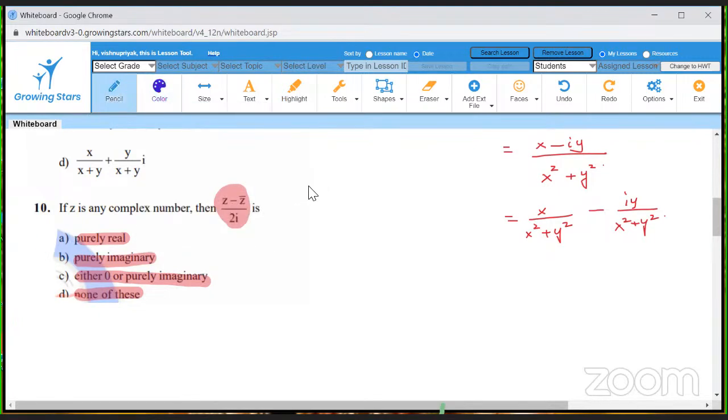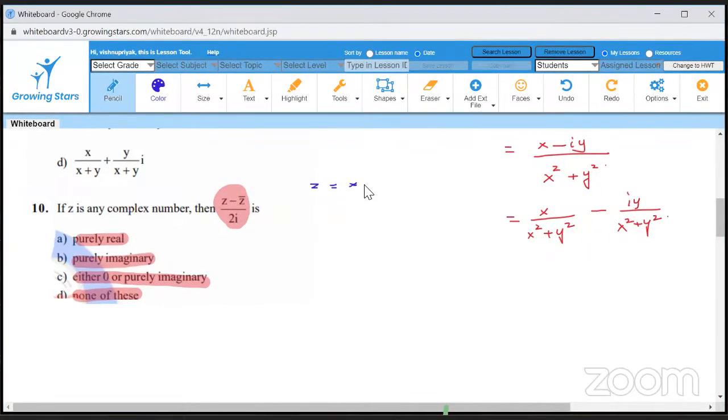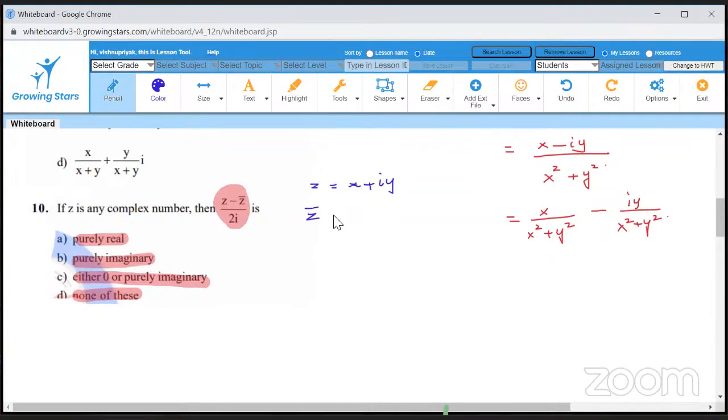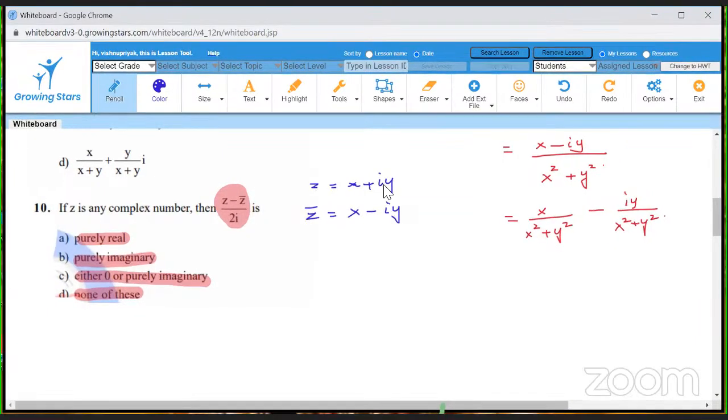I'll give you a hint. To find out, take z as x plus iy. Take z bar as, automatically it will be x minus iy. z is x plus iy, z bar will be x minus iy. Put it in this and say what answer you will get. Amu, don't write on the board.